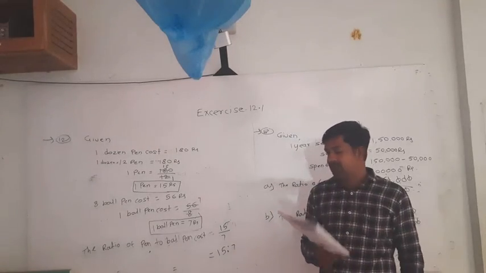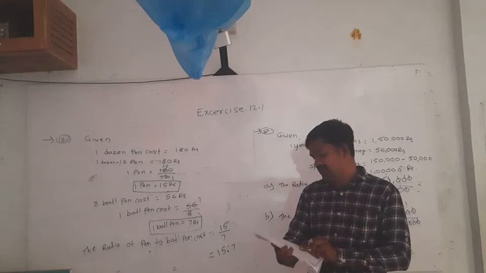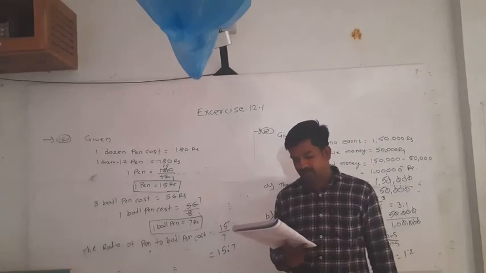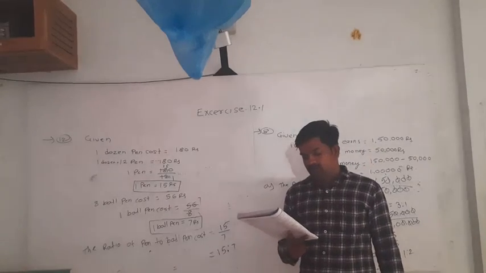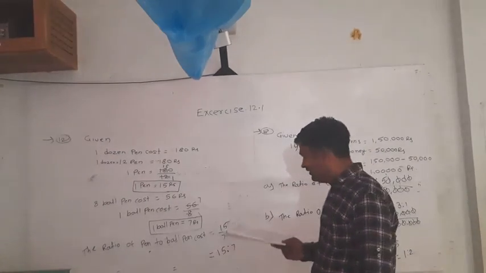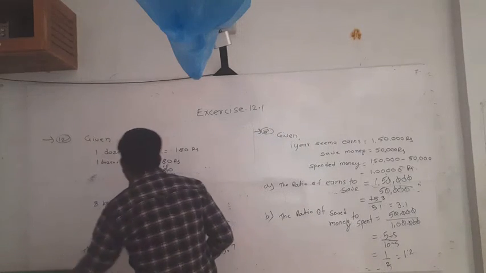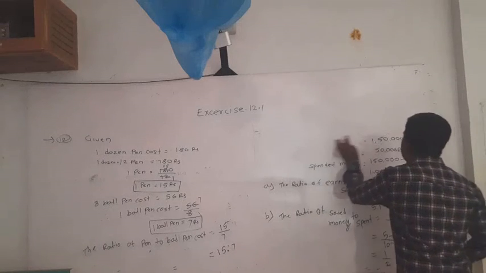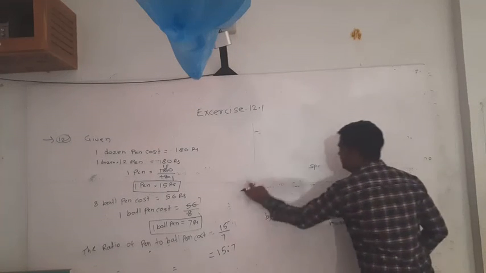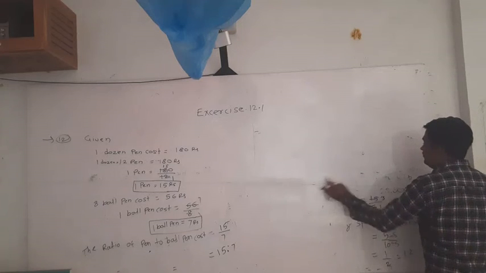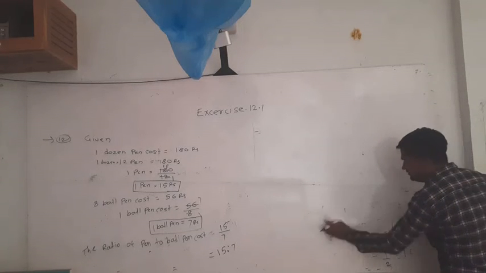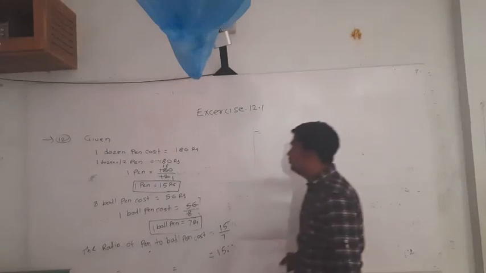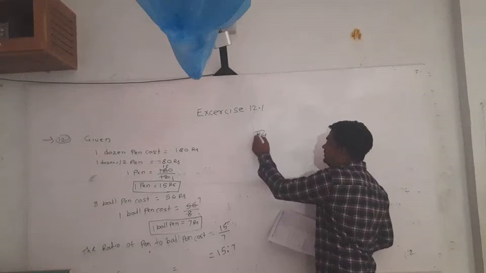Question number 13. We have seen this in question number 5. Find the missing boxes. In the same way you can do this. Now see, a different example is here. Question number 14. Yesterday we learned how to find the answer of this type of example. Now we will solve question number 14.